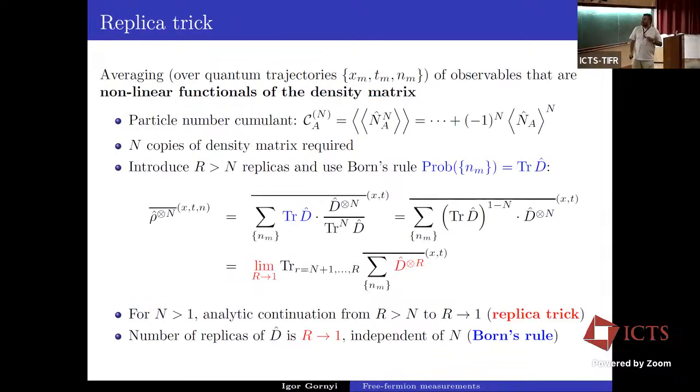And this is important for the consideration of nonlinear functionals of the density matrix, for which we introduce n copies of the density matrix. So we have the density matrix raised to the power n, because we want to average something like this. What's important here is that the probability of having a given sequence of measurement outcomes is again the trace of this D. So this is rho raised to the power n, and the trace of D is the Born probability of having a given quantum trajectory. So this is the trace of D raised to the power 1 minus n. Now we introduce R replicas of the system. So we write here R instead of 1 and take the limit R to 1.